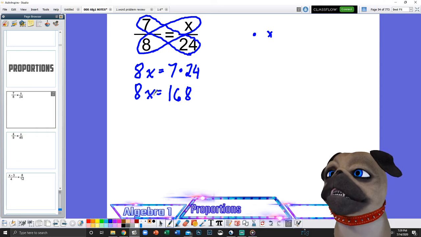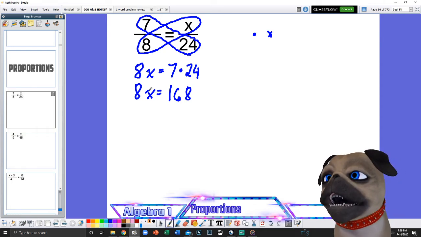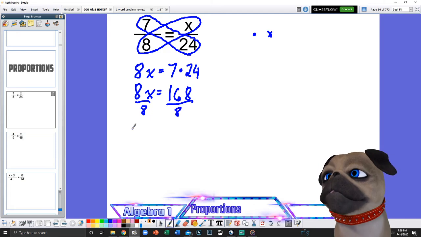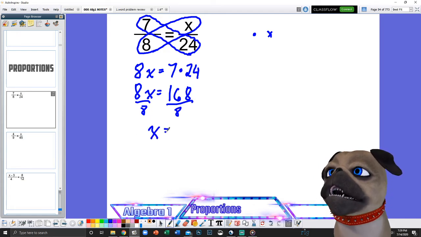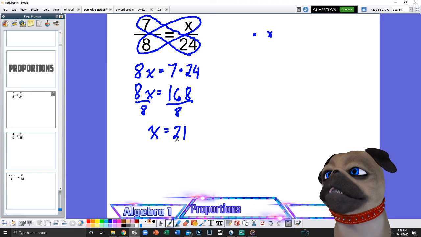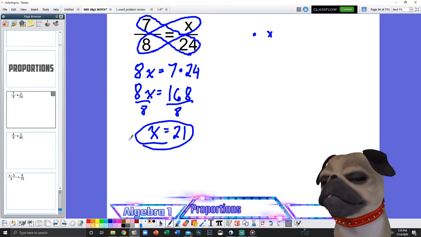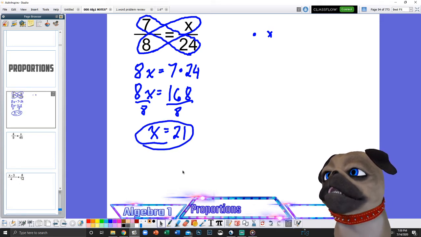Next, notice we already know how to do this. 8 times x, they're touching. We do not want them to touch, so we divide both sides by 8. My calculator says that is 21. Whew. Now, can you check these answers? Oh, you better believe it, Chester.